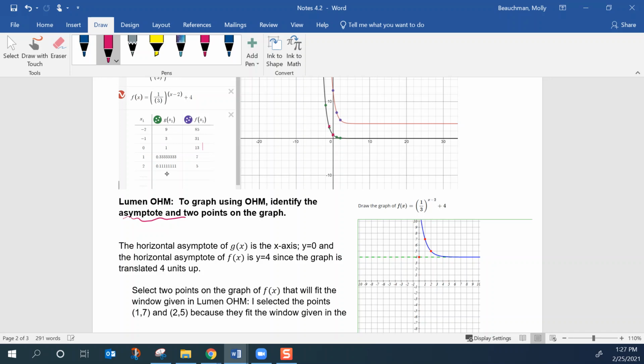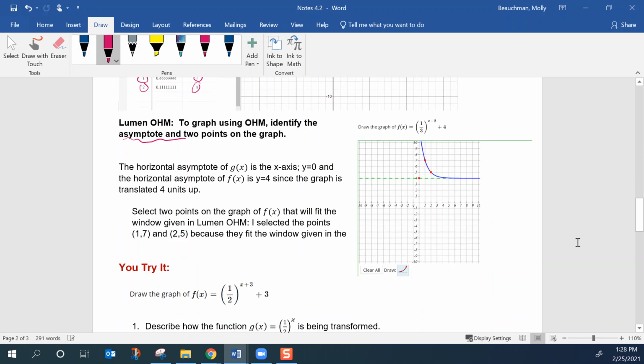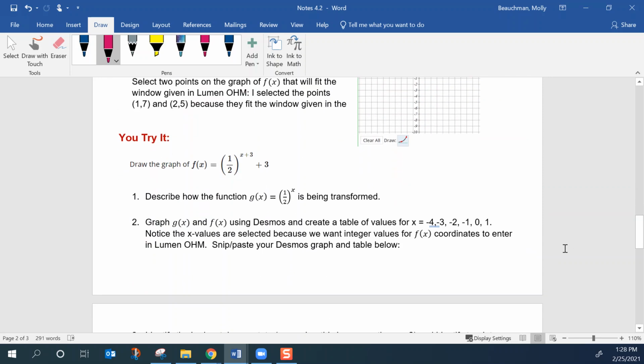I've made a table of values so that you could see. You have to identify 2 points on the red graph within the window. So 1, 7 and 2, 5 are 2 coordinates that you could use. There's 2, 5, and here's 1, 7. When you graph these in Lumen, you have to identify your horizontal asymptote first, and then select 2 points on the graph. That's how the graphing tool works in Lumen OHM. So try the next one.